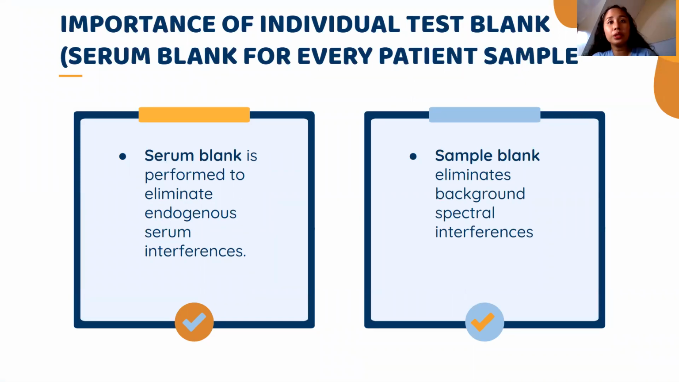Class, in every methodology that we will do, kailangan laging may sample blank. It eliminates the background spectral interferences found in your sample. Especially class, pag may jaundice yung pasyente, yung plasma pwede rin maging yellow. Kaya to remove the interferences caused by this pigment, mag-run tayo ng serum blank, pag may color sa serum. However, itong sample blank, it is used to set the transmission to 0. So, para to sa spectrophotometer natin, to remove the spectral interferences, to set the transmission to 0.